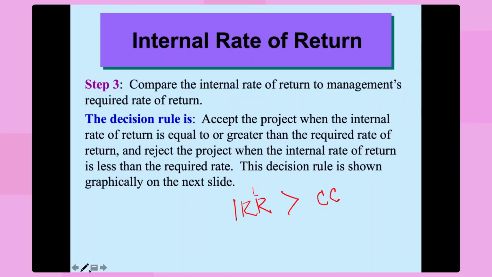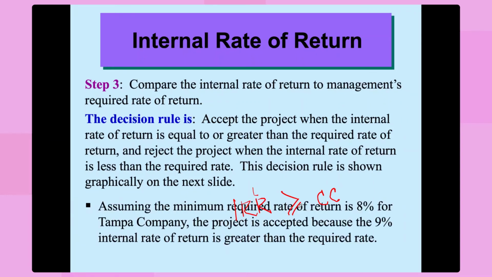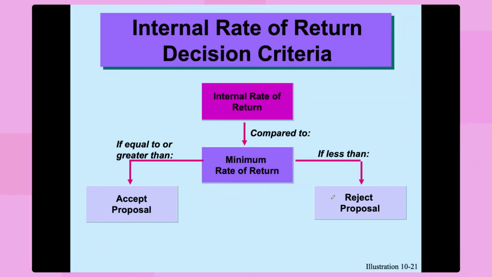Accept the project when the IRR is equal to or greater than your required minimum rate of return. Okay? So, how does that work? Assuming you have a minimum required rate of return of 8% and you have 9%, of course, it is to be accepted because your IRR is greater than the cost of capital or minimum required rate of return. Alright.